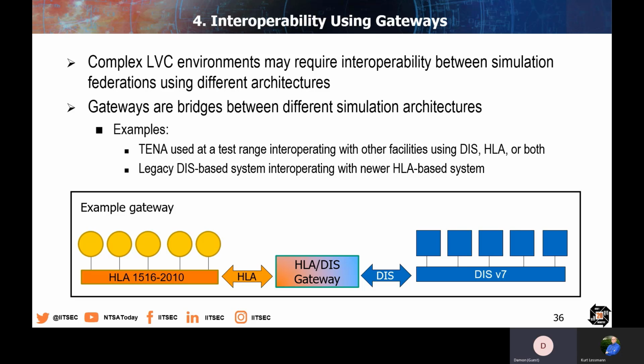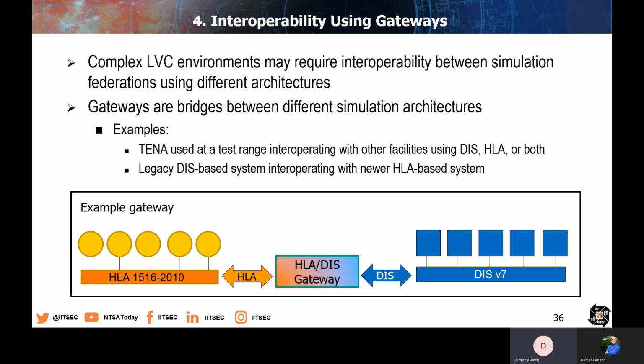It is very common to have interoperability involving gateways between systems of different types. Some of this is brought about by simply having one system that was built at one time and another system that was built under different circumstances at a different time, and then finding a need to put those two things to interoperate. So in order to do that, complex LVC environments may require interoperability between systems that have fundamentally different architectures. In that case, we're required to use something that is commonly called a gateway.